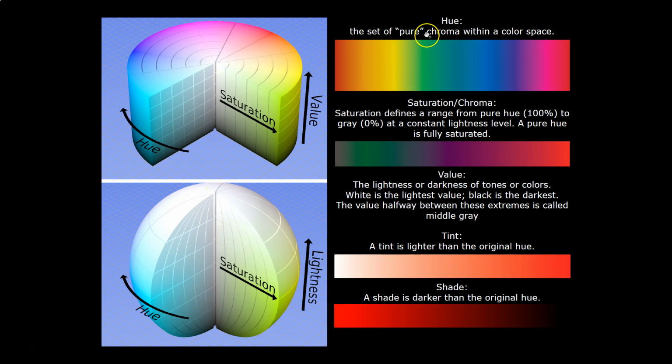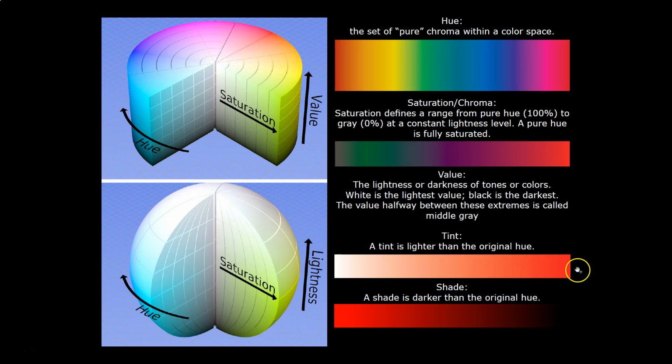The hue is a set of pure chroma within a color space, so the pure colors of the rainbow. Saturation or chroma is defined as a range from the pure hue, which is 100%, to 0% at gray. Value is just referencing the lightness or the darkness of the color. White is the lightest value, black is the darkest. If we're talking about grays, the halfway point between these is called mid-gray.